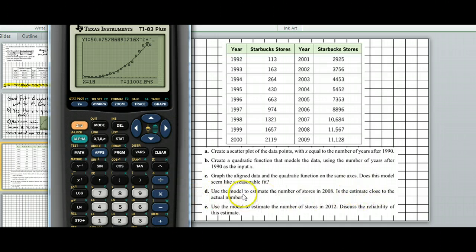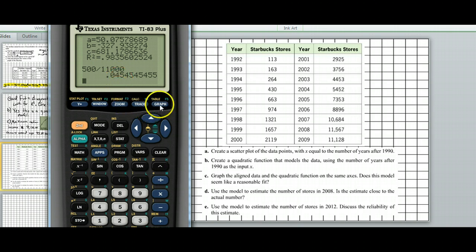Alright, is the estimate close to the actual number? 11,567. Now you may be thinking, well, that's 500 off. But given that there's 11,000 numbers, 500 divided by 11,000 is nothing. It's like 4% error. Okay, so yeah, that's a good estimate.